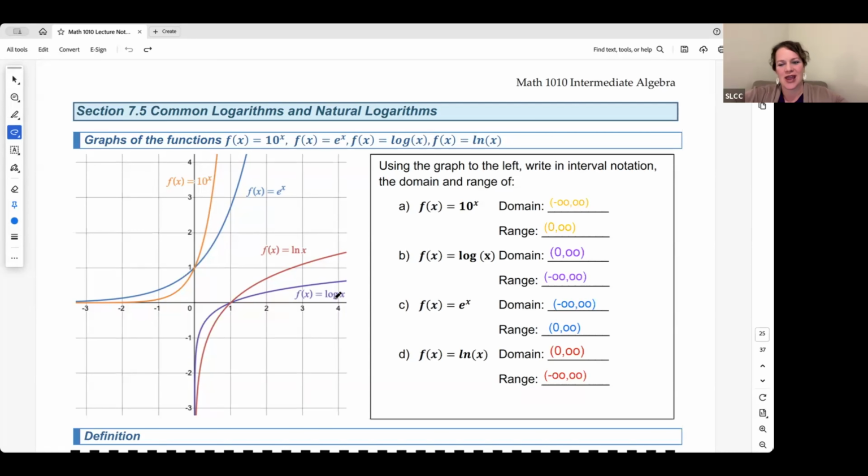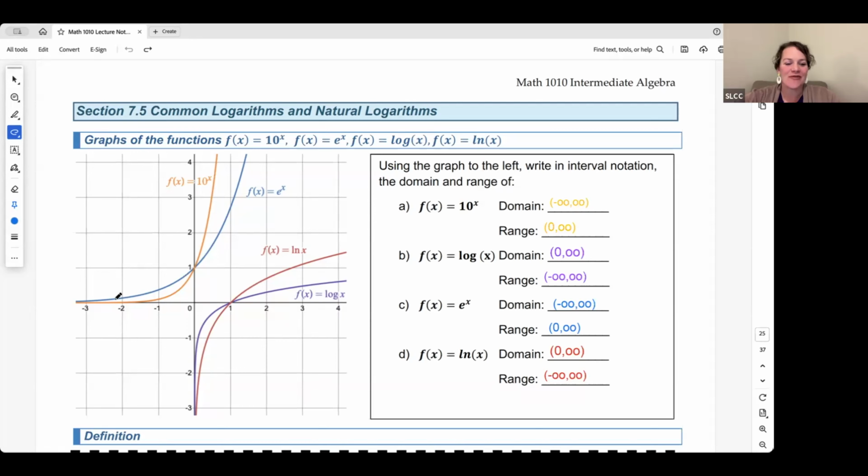Let's think about the domain and range. If you notice, f of x equals 10 to the x, this gold one here, that's an exponential function. The domain, so driving your car across, is negative infinity to infinity. The range starts at 0, so going up the elevator, 0 to infinity. And I've put those here with the same color so you can get that matched up. Okay, if you look at the domain and range of the log of x, so this purple one here, notice the domain goes from 0 to infinity, driving your car. The range goes negative infinity to infinity.